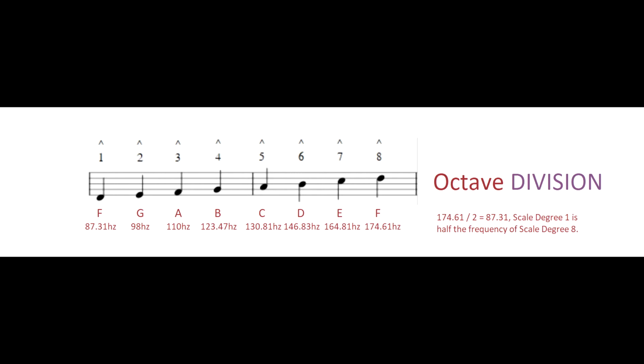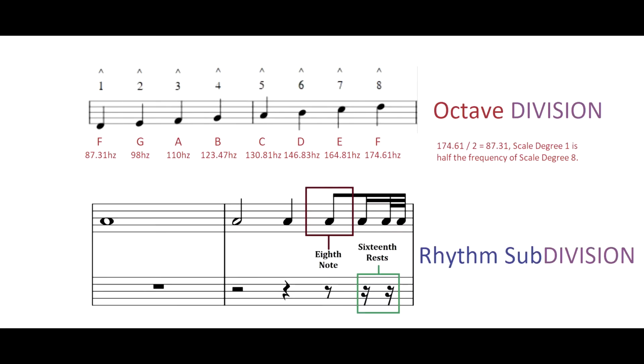Division and subdivision are important words that I use to refer to the division of an octave and subdivision of rhythmic beats in a measure. Although different things are being divided, they both have that in common, and you can view music as the observation of subdivisions of rhythm and specific octaves over time.